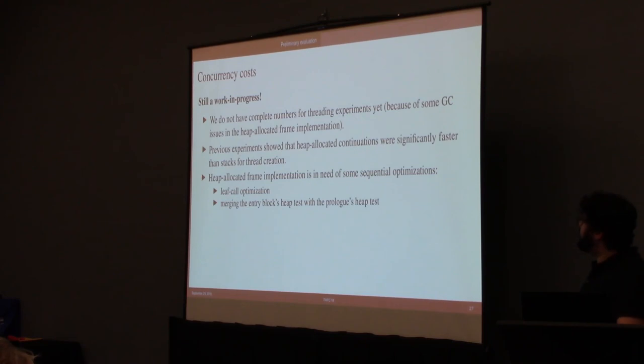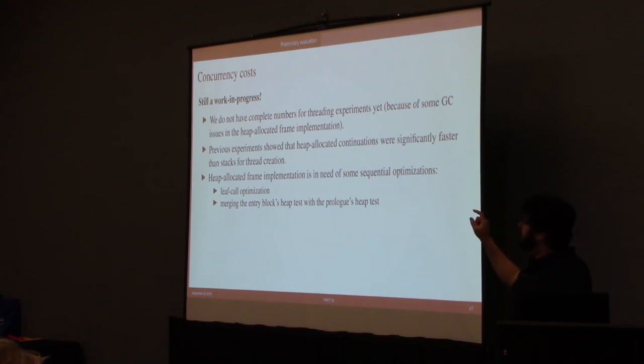Okay, so yeah, the heap allocated frame implementation needs two optimizations. Leaf call optimization, I already mentioned, is probably a week or two away, maybe. One other thing is that because we're heap allocating the frames, we don't need to do a heap limit test in the entry block of the function, because we already have to do one in the function prologue.